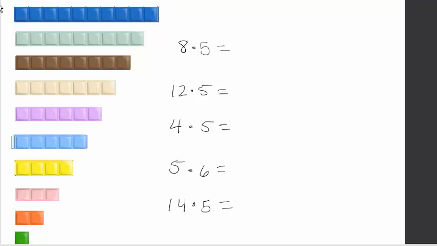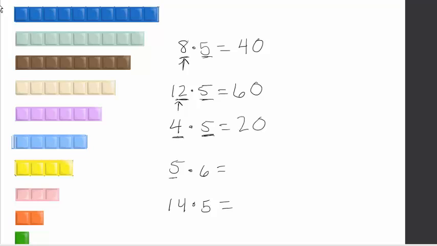All right, so let's try it here. So for these ones, let's just try it without the blocks. So 8 times 5, think what's half of 8, and it's 4. So this is going to be 40. 8 5s is the same as 4 tens. 12 times 5, well, what's half of 12? It's 6. So this is going to be 60. I have a 4 times 5. What's half of 4? It's 2. So this is going to be 20.